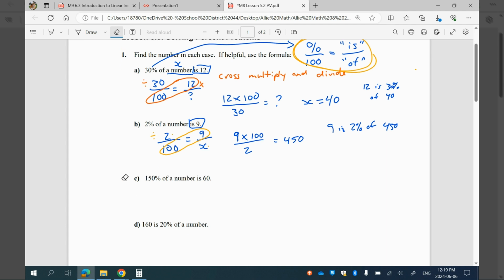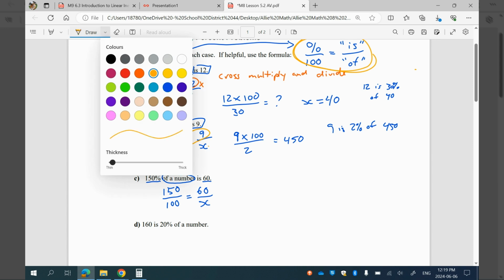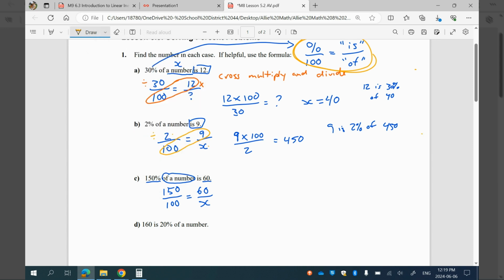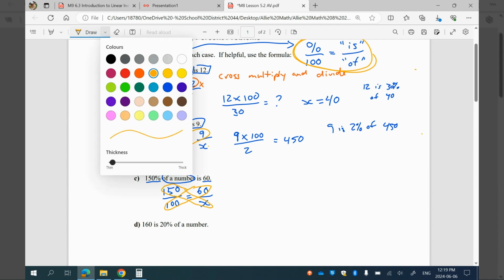Let's try again. So we have 150% this time, so we can still put 150, and it's still going to be over 100. That part doesn't change. And it still is 60, so that's going to go on the top. And the of is the part that we don't know. So that's our x. I'm going to show you all of the steps, what's actually happening when we cross multiply and divide, because you can think about it as multiplying across each way. And it would end up looking like this.